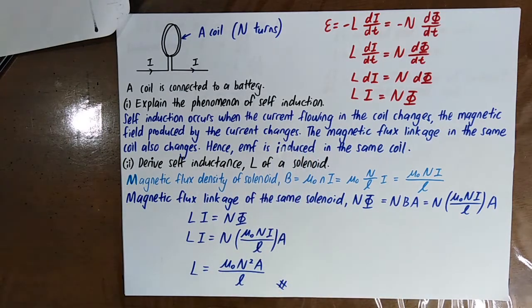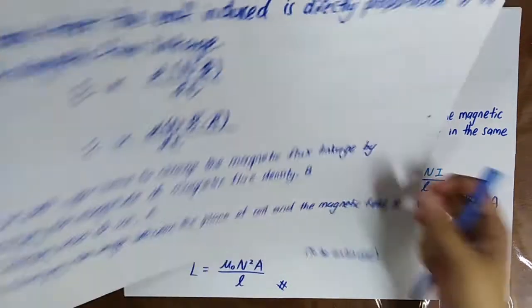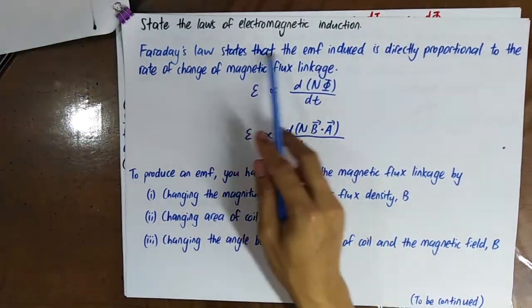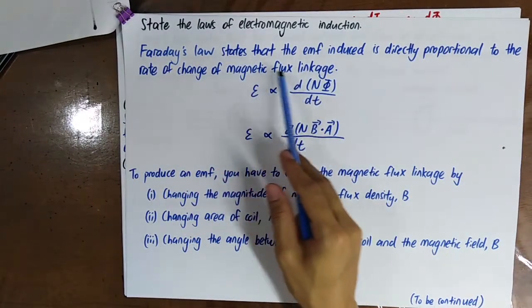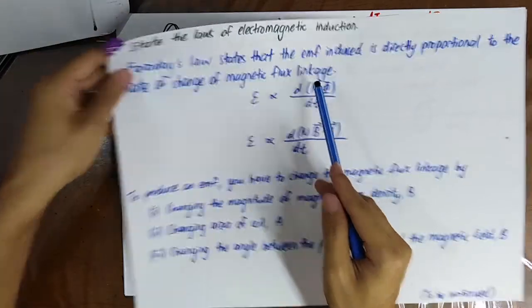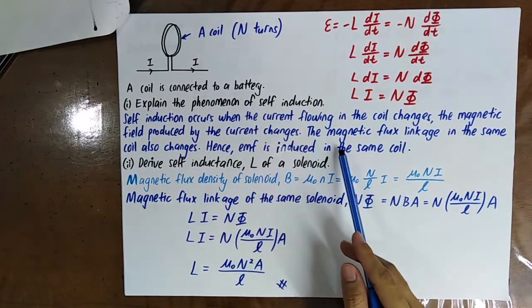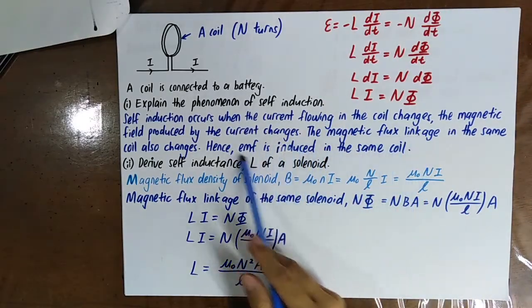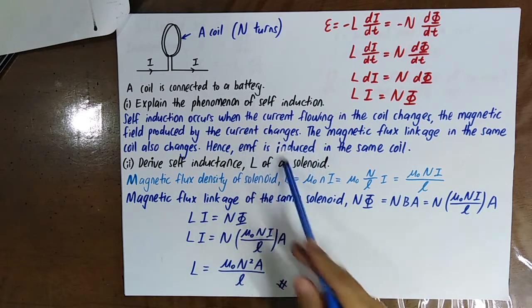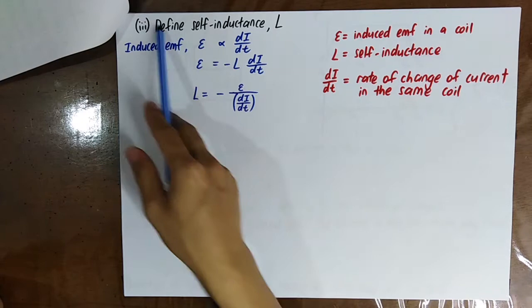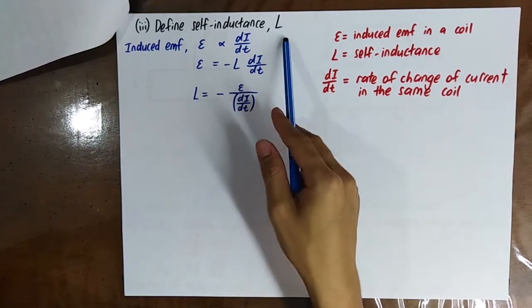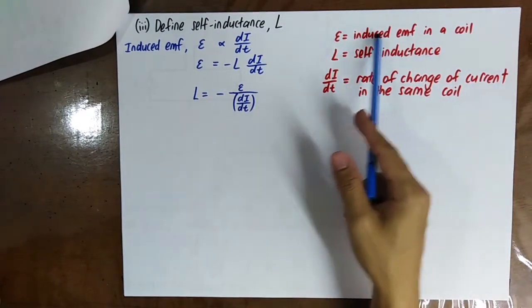Okay? Because you know that from Faraday's law, the EMF induced is directly proportional to the rate of change of magnetic flux linkage. So when there's a change in the magnetic flux linkage, there must be some induced EMF. Okay, so if I want you to define the self-inductance L, this would be your answer.